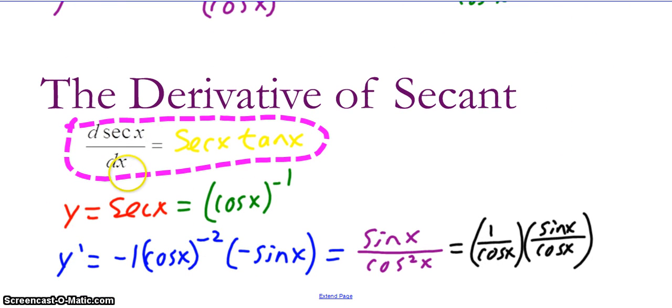For the derivative of secant of x, I should get secant of x times tangent of x. There's a lot of different ways to write this. This is just usually how it's seen. So how do I come up with that?